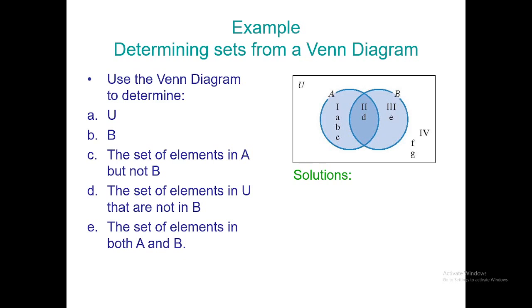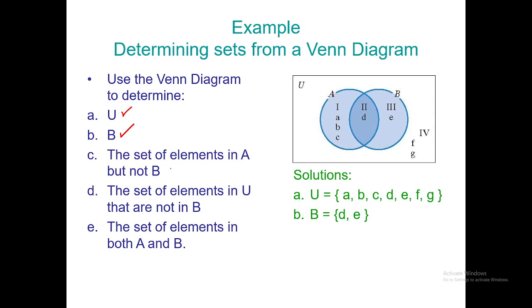Okay. Let's determine sets from the Venn diagram. Use the Venn diagram to determine what is the universal set. Let's name the letters that are in the Venn diagram. What letters are in the Venn diagram? A, B, C, D, E, F, G. These letters A, B, C, D, E, F, G make up the universal set. Now, here's my question. What are the elements of B? D and E. Sir, D and E are the elements of set B.